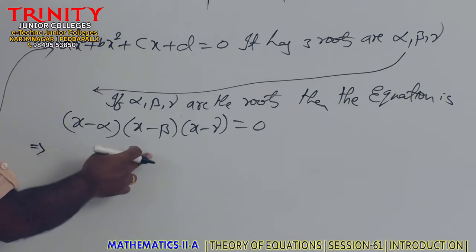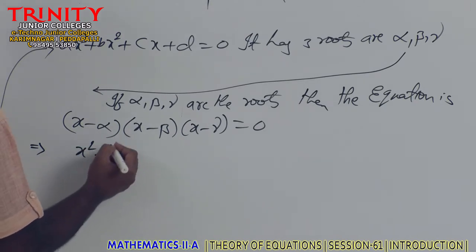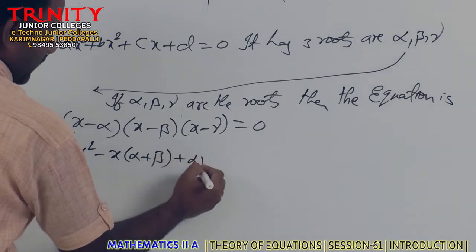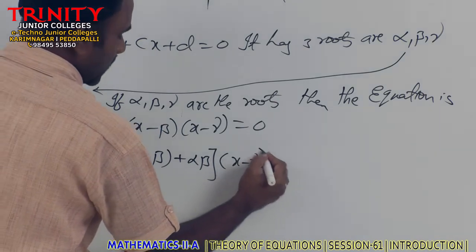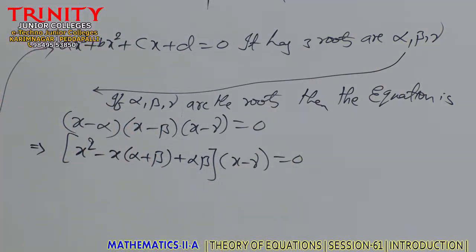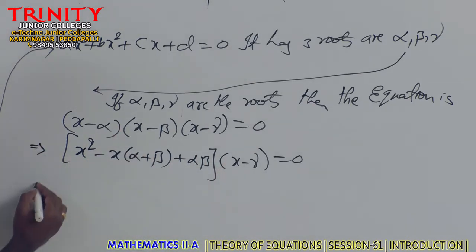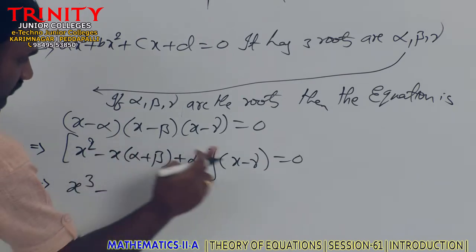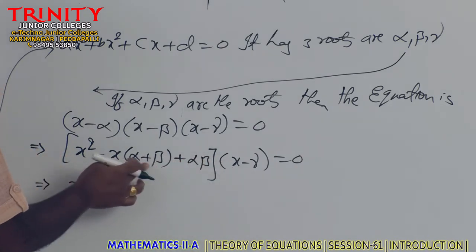If you multiply these two, we will get x square minus x into (alpha plus beta) plus alpha beta, into (x minus gamma) equal to 0. Again, if you go for the multiplication, x square into x, we will get x cube, minus gamma x square, minus x square into (alpha plus beta).